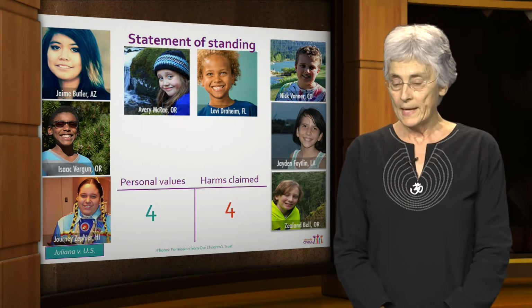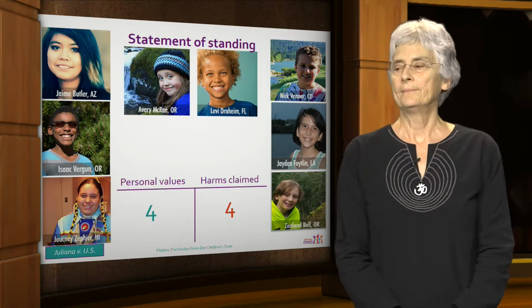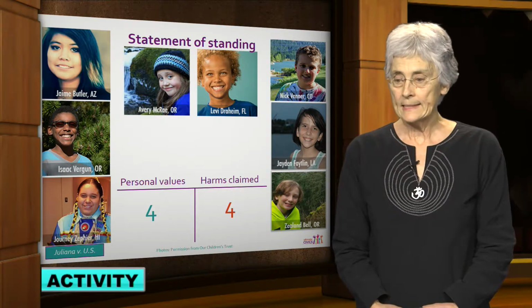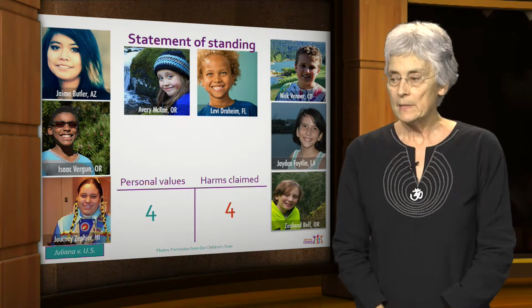What we're going to do now is a small group activity, and it's a role play. It's to learn how the youth plaintiffs actually proved that they had standing. So everyone has a statement of standing for one of these 8 plaintiffs shown on the screen. The statements were adopted from the original complaint in Juliana versus US. The paragraph numbers in the statements match those in the original source.